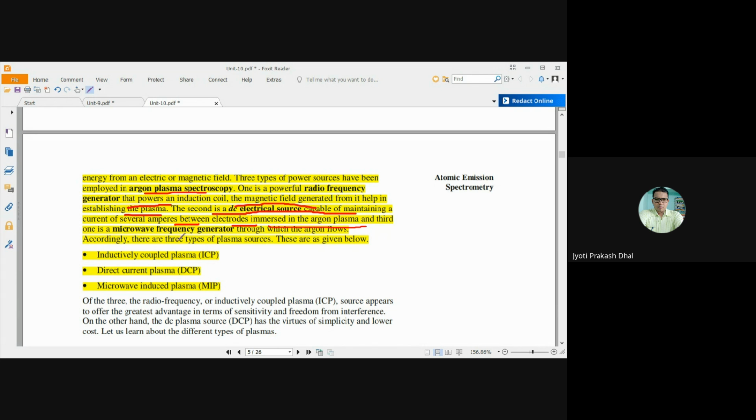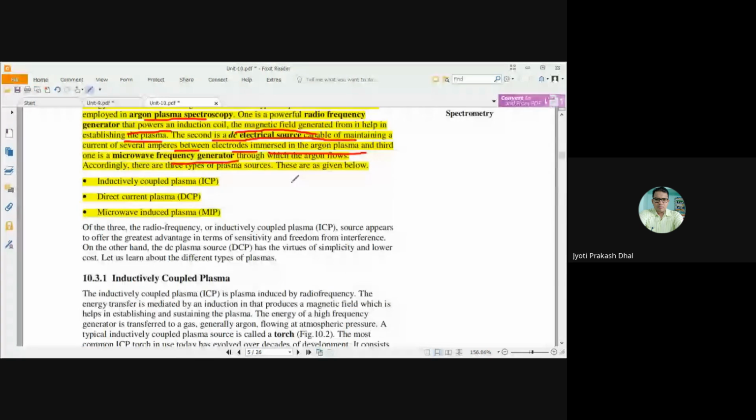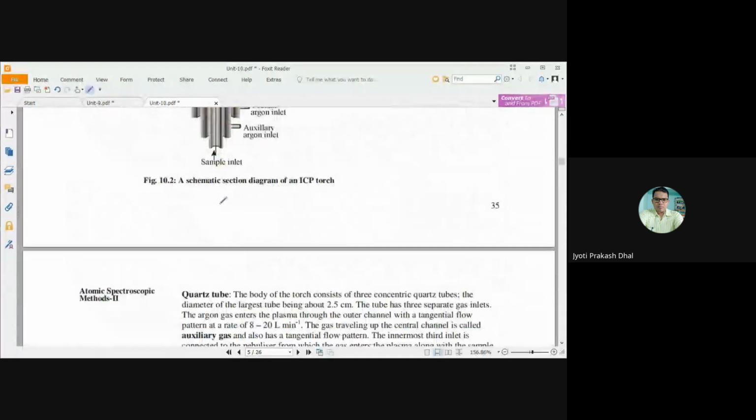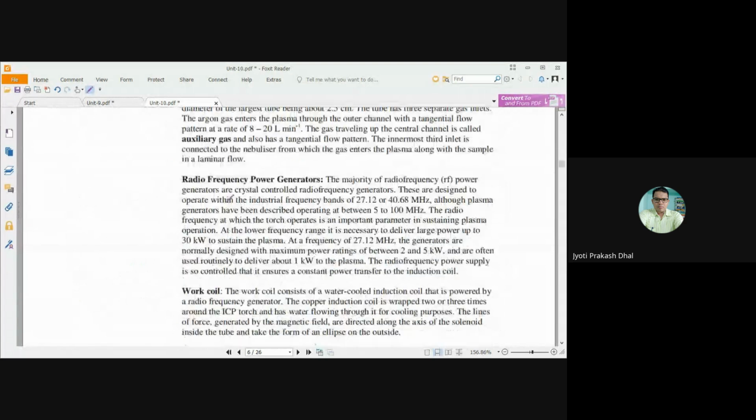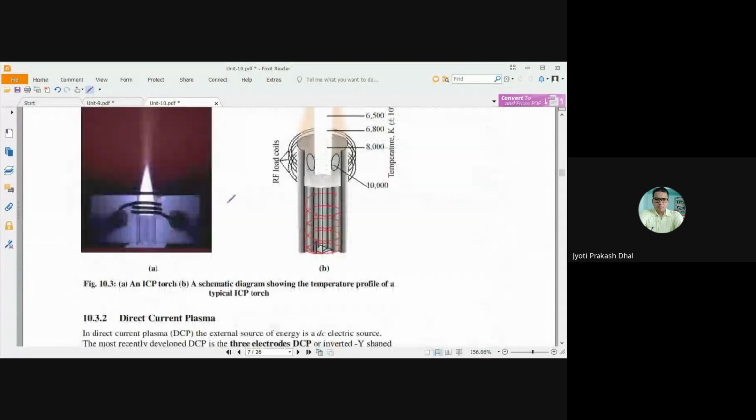And the third one is a microwave frequency generator. So these are the three types of plasma sources. The first one is inductively coupled plasma, then direct current plasma, then microwave induced plasma. Here the three types of plasma source are given.